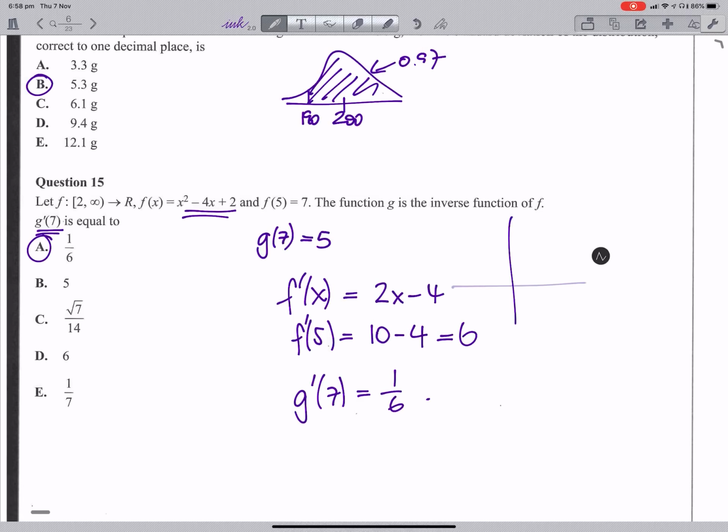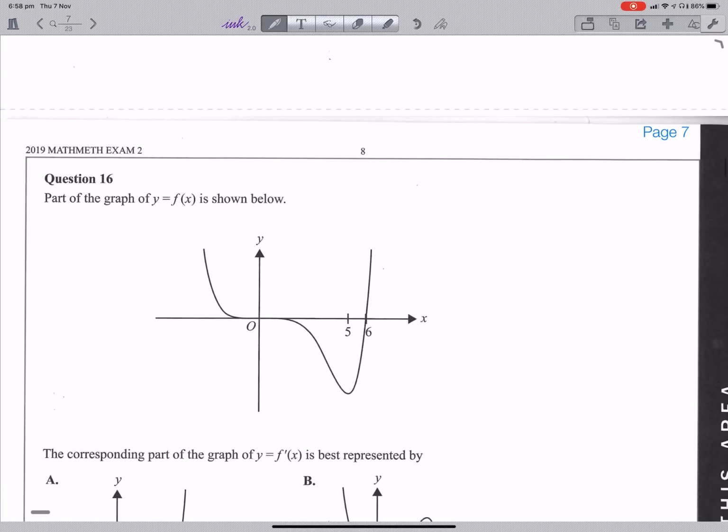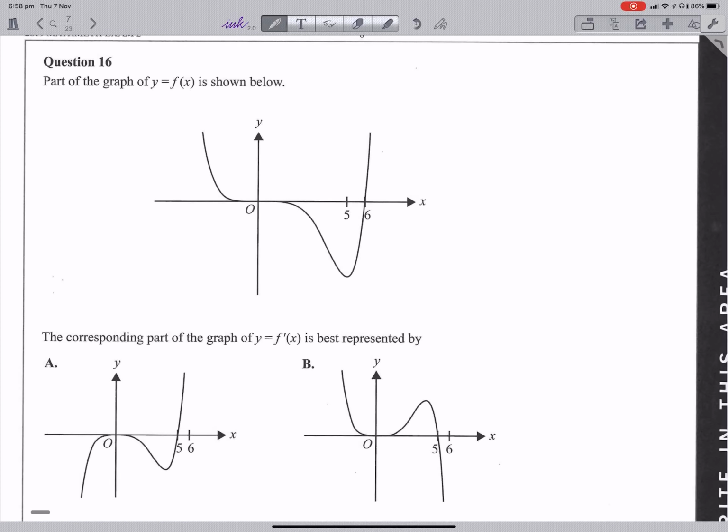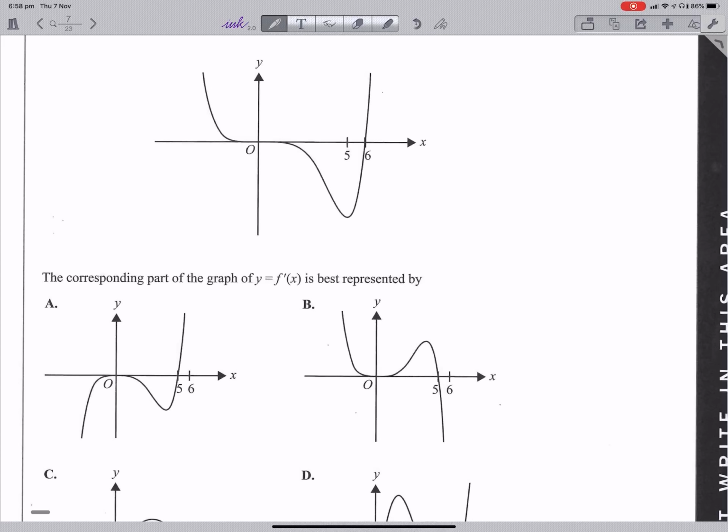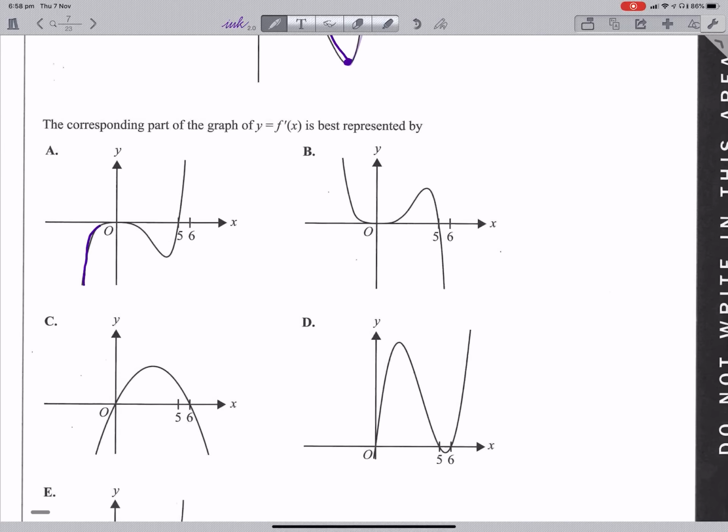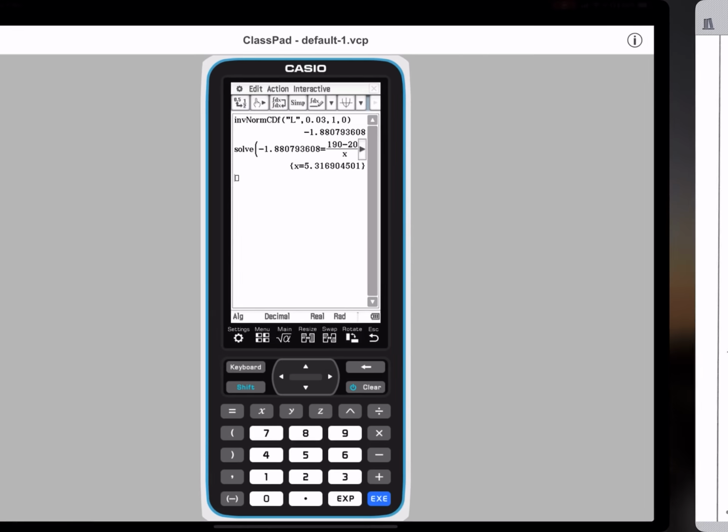Because if you've got a graph like that, you've swapped x and y, so whatever the gradient of that graph is, the reciprocal is the gradient of the other graph. Okay, part of the graph y equals f of x is shown, the corresponding part of f dash of x. This should be alright. Negative, 0, negative, positive after 5. That looks like a winner.